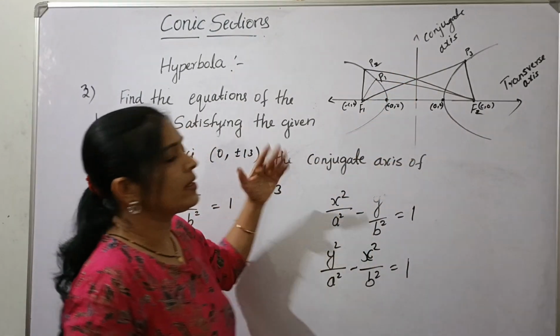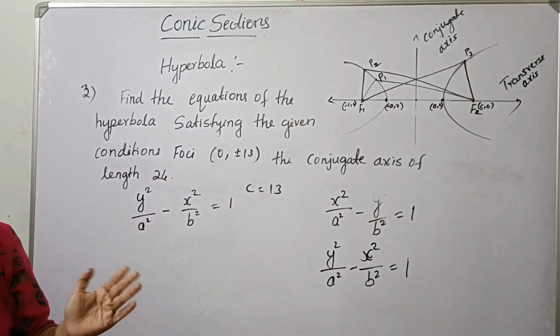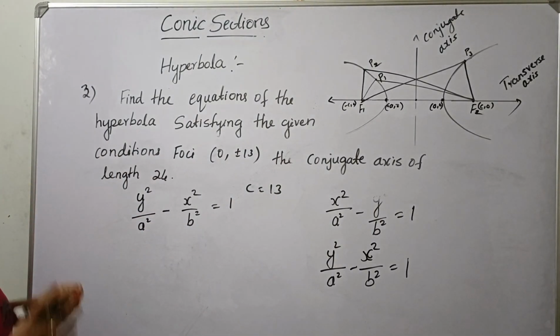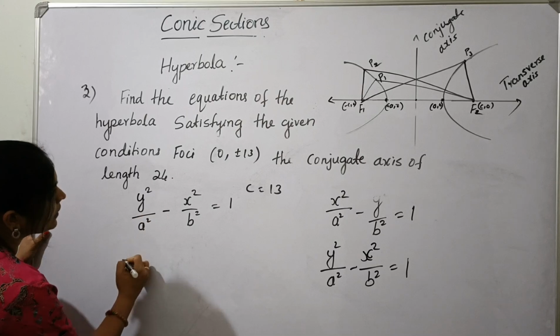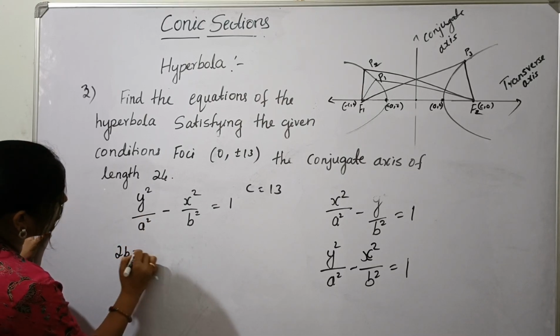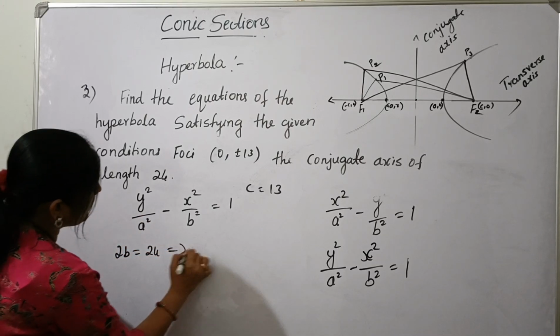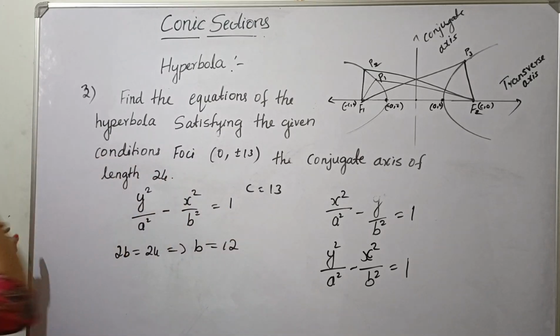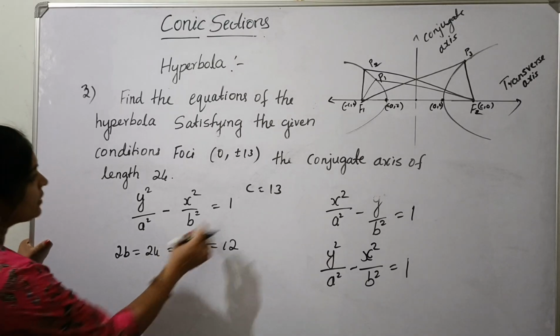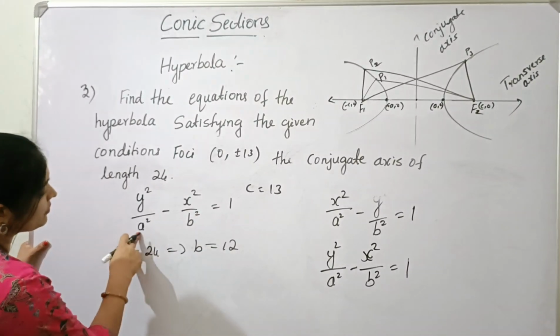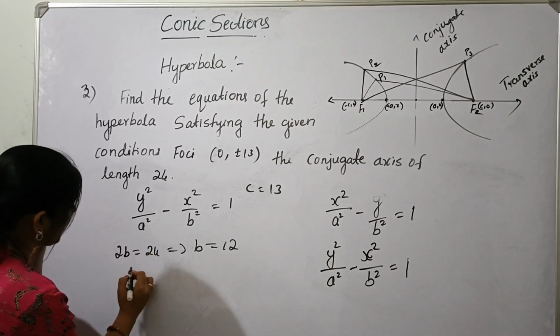So it is the conjugate axis, but here the conjugate axis is along the x-axis. So here 2b is equal to 24. That implies b is equal to 12. The length of the conjugate axis is 2b, the length of the transverse axis is 2a. So here we have c and b, we have to find a.